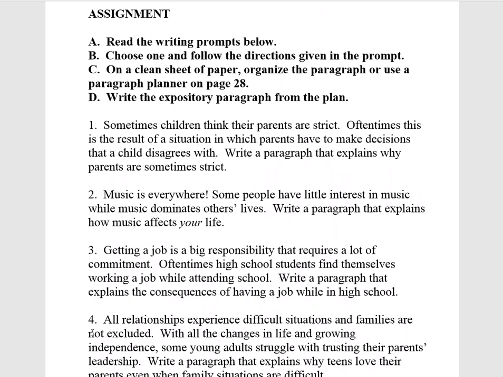And then the student can complete the plan and complete the draft all in one day if they feel like they have a good understanding of how to plan an expository paragraph and how to draft it. Or if they need additional practice, they can watch the video lessons again and complete it again.